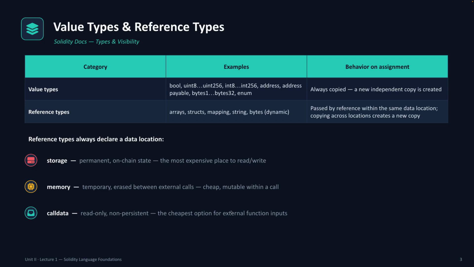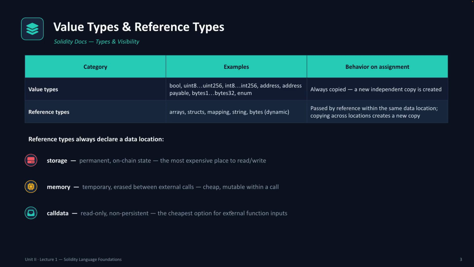What is the behavior on assignment of value types? They are always copied. A new independent copy is created. Whenever you are assigning a value type, then it is always copied.